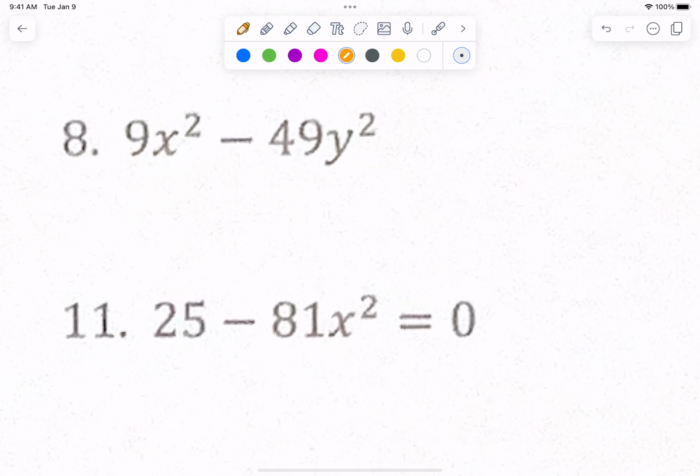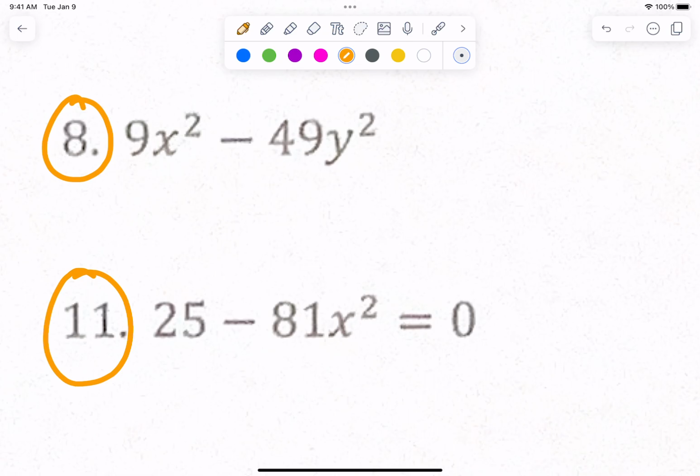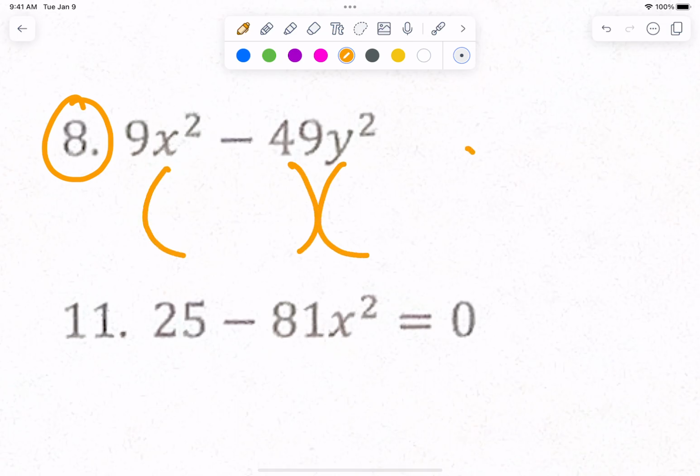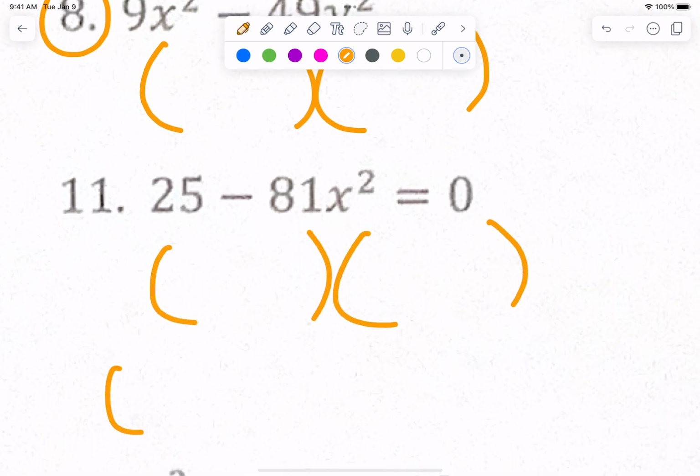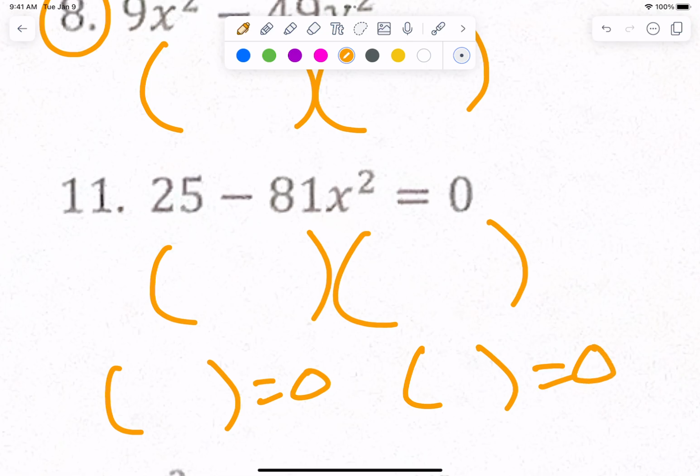Take a look at the difference between 8 and 11. What do you notice? It's easy. This one doesn't have equal 0 on the end of it. So, are you listening? If it does not have equal 0, you get to just do this part and then stop. If it does have equal 0, you have to do this, and then you have to do this guy equals 0, this guy equals 0, and solve. Do you see the difference between the two?